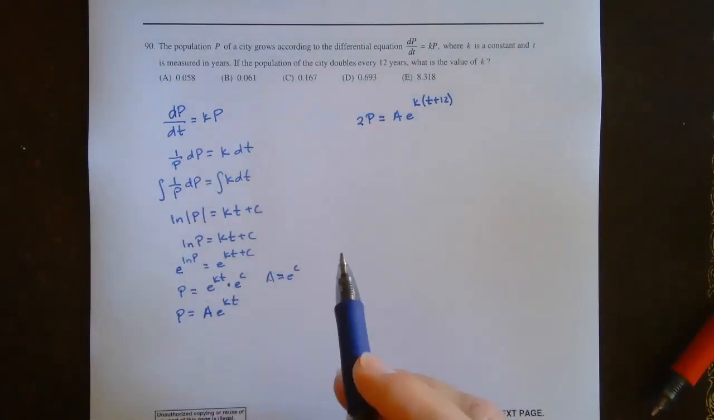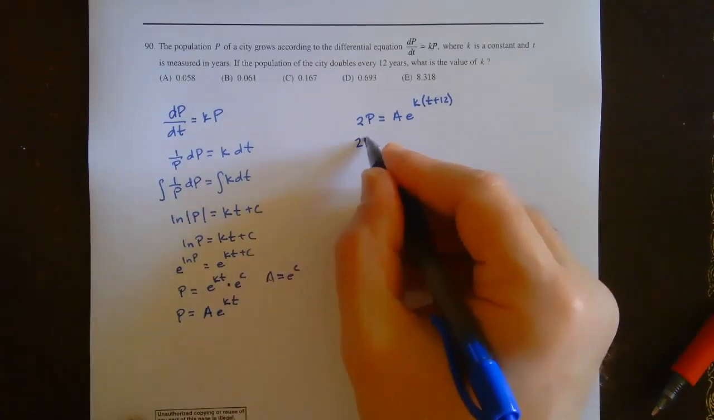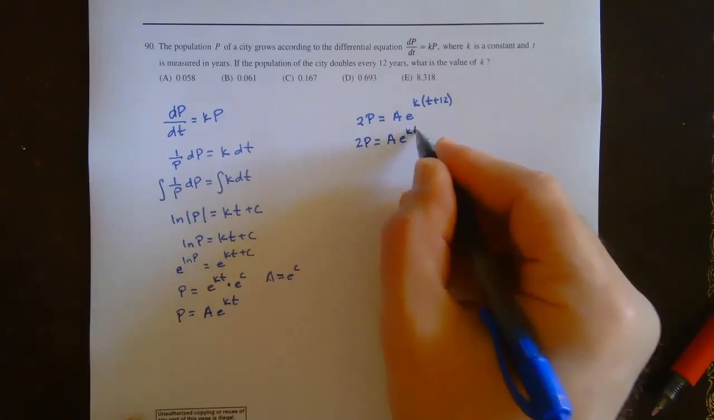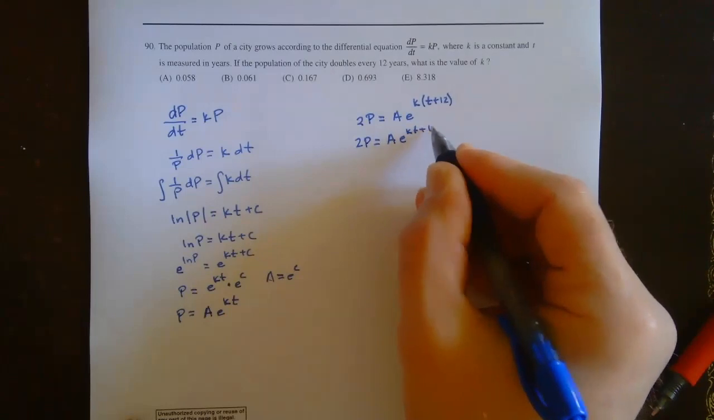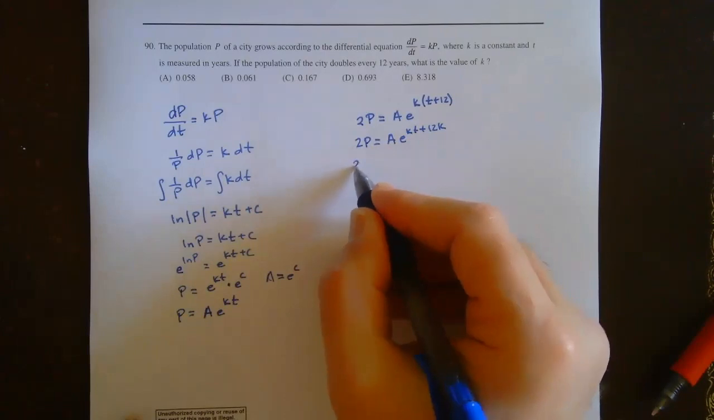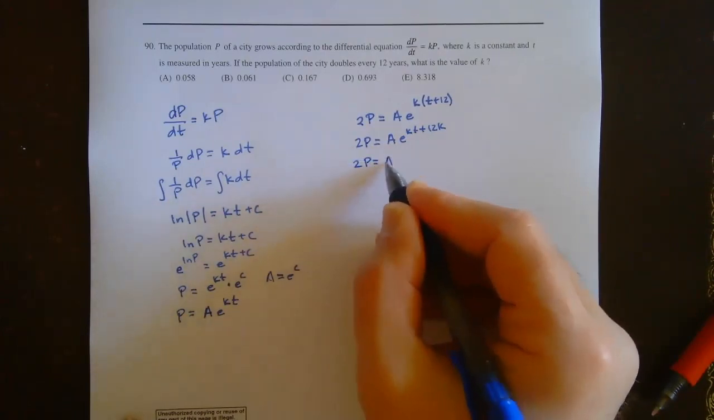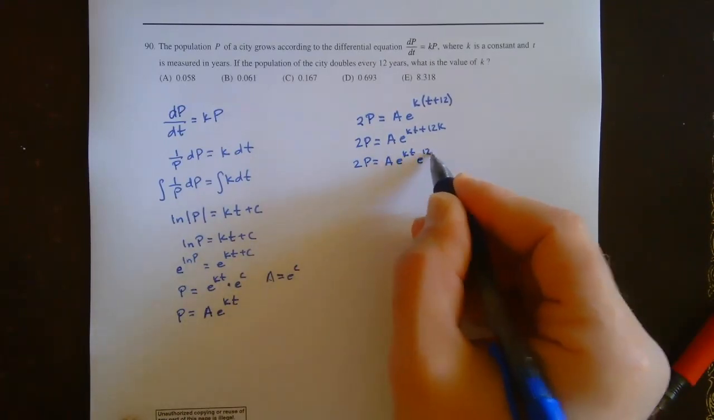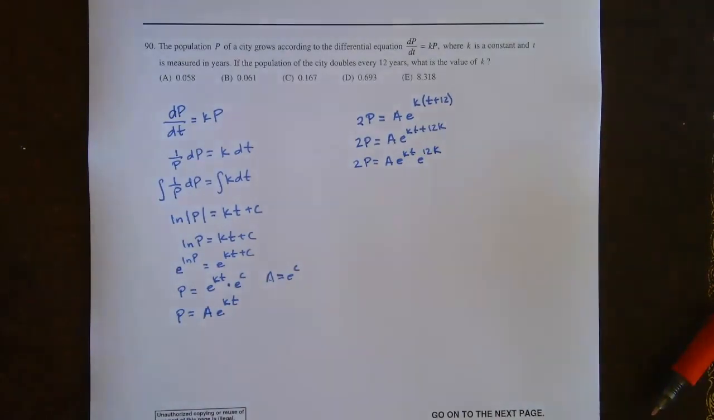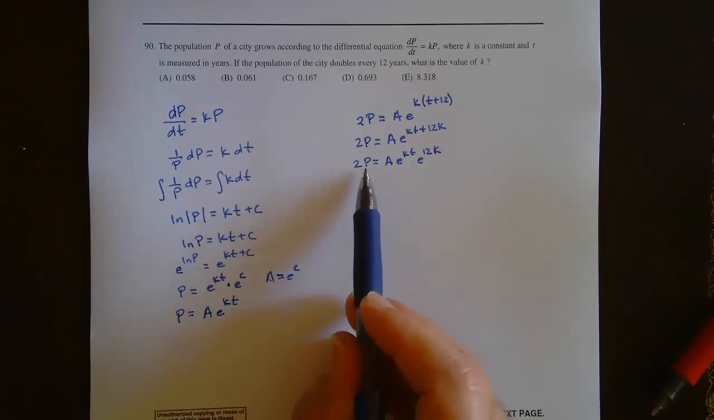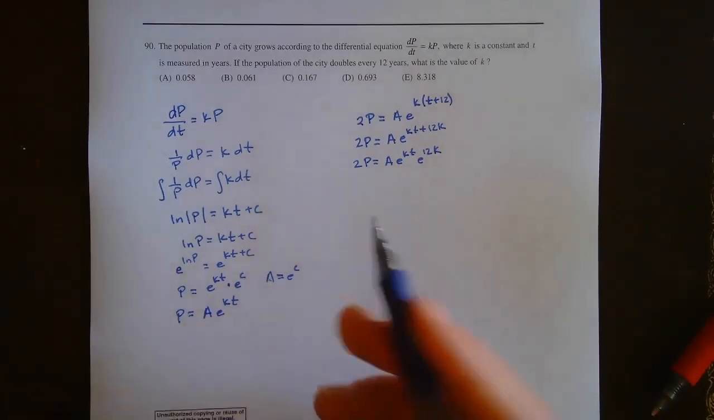And then something else you can do, well, let's just go ahead and do this. So 2P is equal to A e to the kt plus 12k, right? And then this can be rewritten because we're adding right here. So this would be 2P is equal to A times e to the kt times e to the 12k. You still might be wondering, where are you going with this, right? Okay, watch what happens though. We know what P is, right? P is this. That's the same population right here. P is P, right?